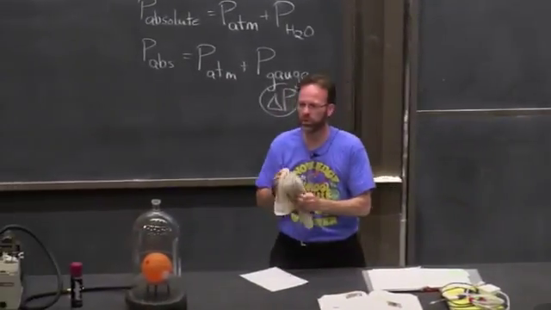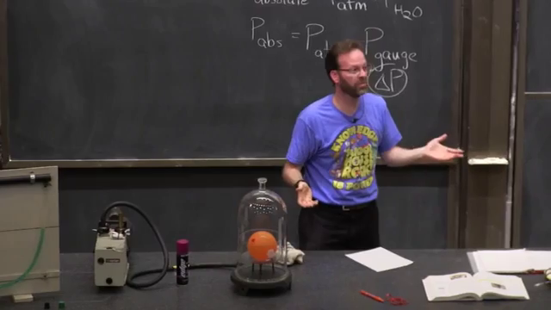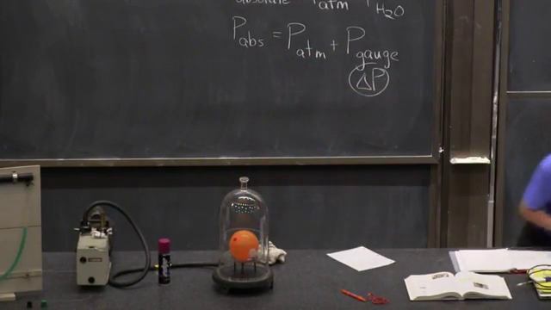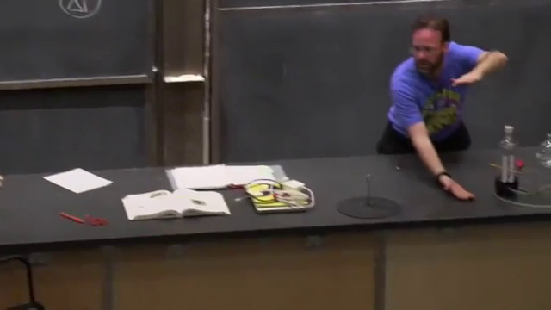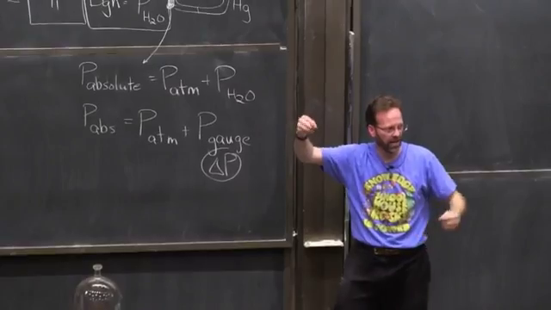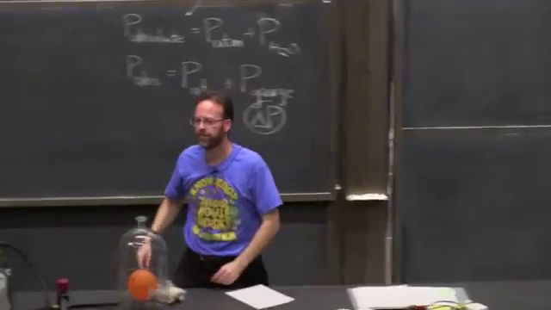So my point here: most of the time when people measure pressure, they're actually measuring a gauge pressure. It's just the difference from one side to another. Like this, that column of water is like this. And that's the difference from one side to the other. Air is still pushing.